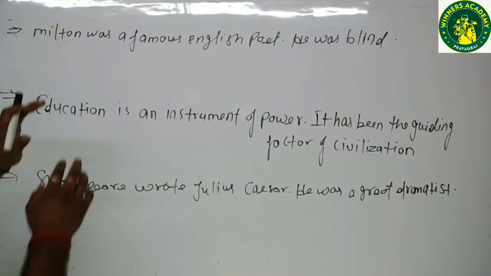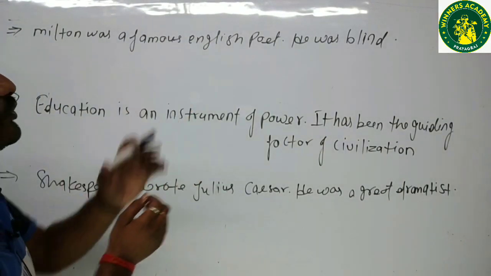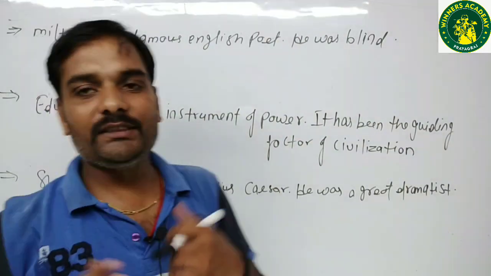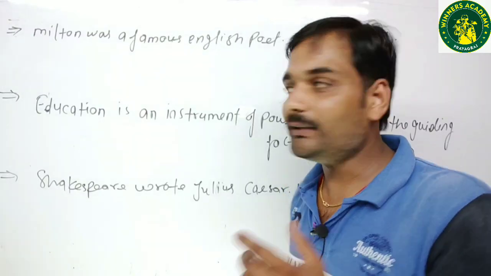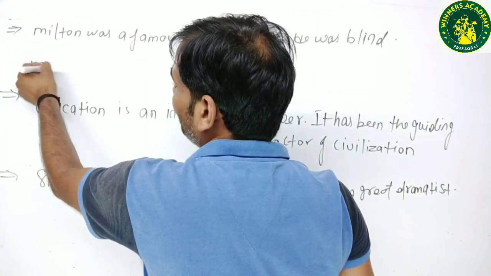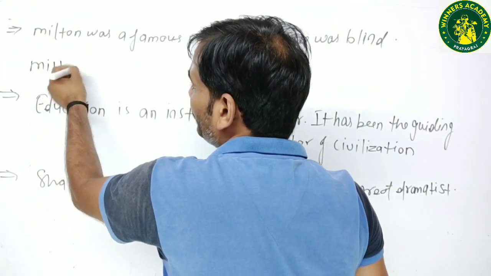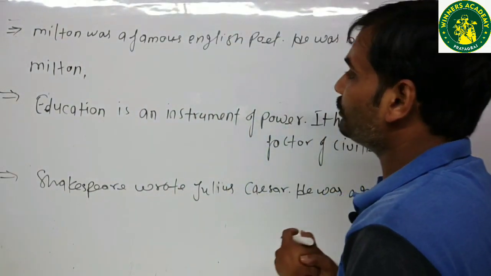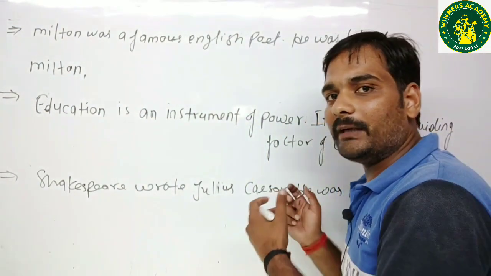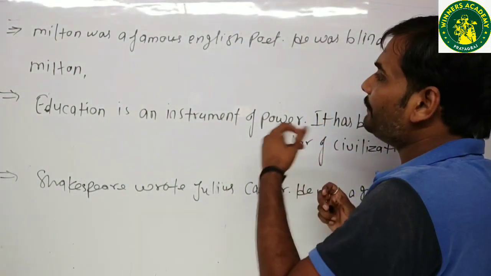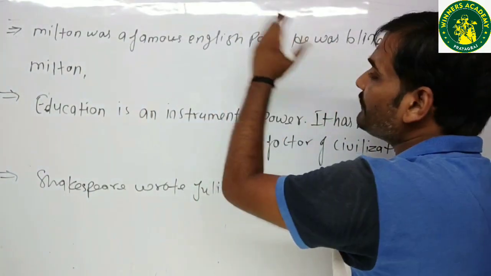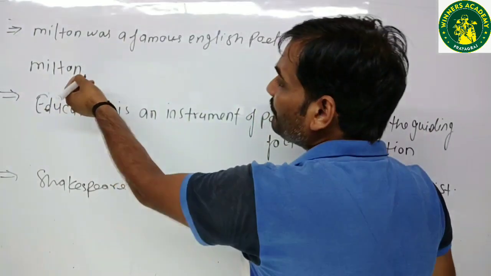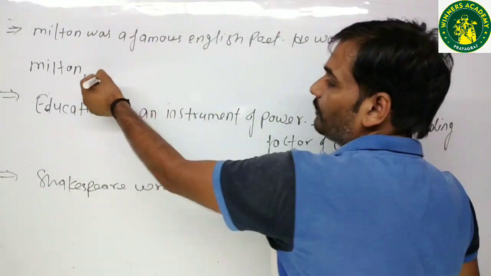Let's look ahead. Milton was a famous English poet. He was blind. Again, two sentences have come up, which is causing a problem on how to put them in apposition. First of all, you know that we are talking about John Milton, so write Milton. After that, see which one describes him better. You can either use famous English poet or blind. So Milton is fine.